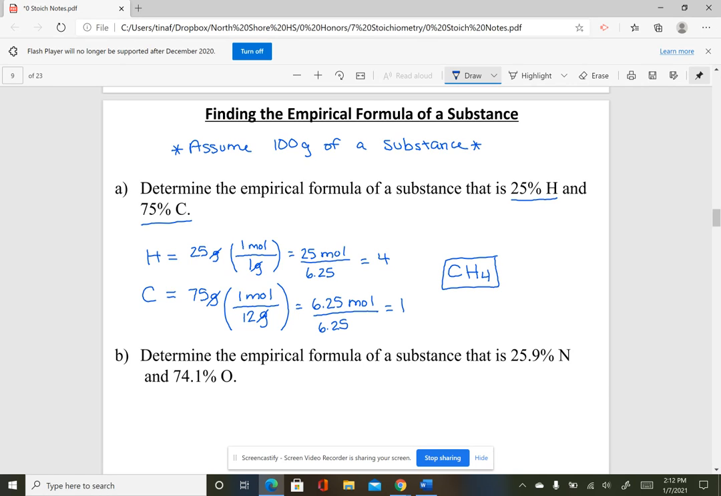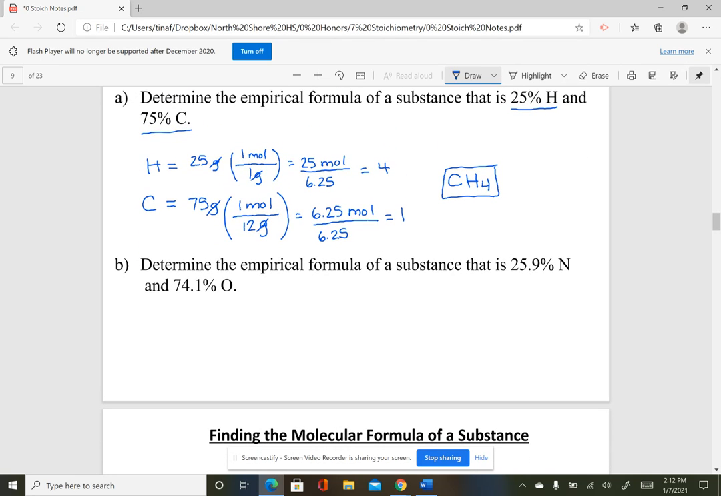All right. Let's do the next one. This one's a little bit more tricky. So I have nitrogen and oxygen. If I'm assuming we have 100 grams of the sample, then these percents can be my number of grams. To get rid of grams and get moles, I want to look up their masses on the periodic table. Nitrogen is 14. Oxygen is 16.